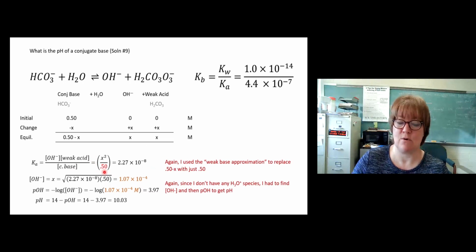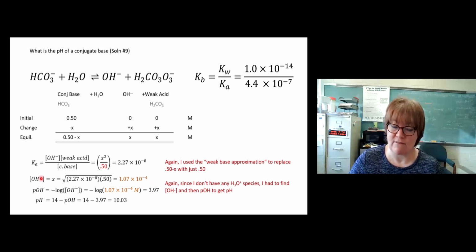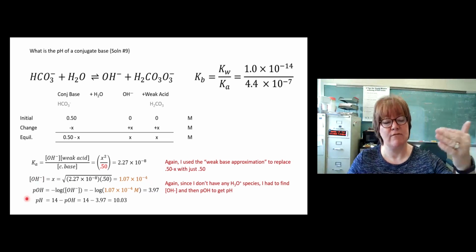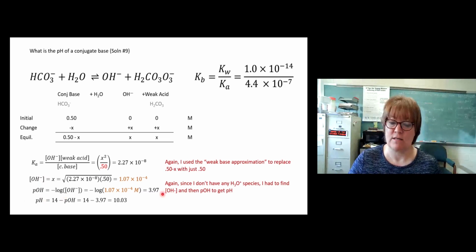Again, I use that weak acid approximation and say 0.50 minus X is basically 0.50. I solve for X, which is my hydroxide ion concentration, and I get a number, 1 times 10 to the negative 4. But remember, I want pH, which is based off the hydronium ion concentration. So once I have the hydroxide ion concentration, I find pOH by taking the negative log, 3.97, and then I subtract that from 14 because pH and pOH add up to 14, and I find that it's 10.03. So that's how you're going to go through the calculations in this lab.